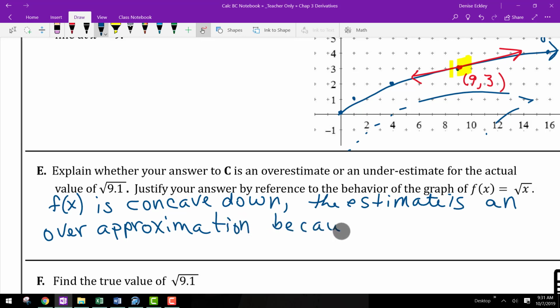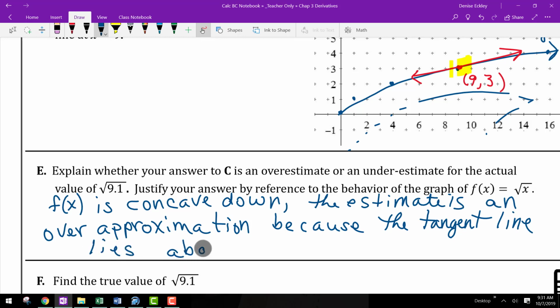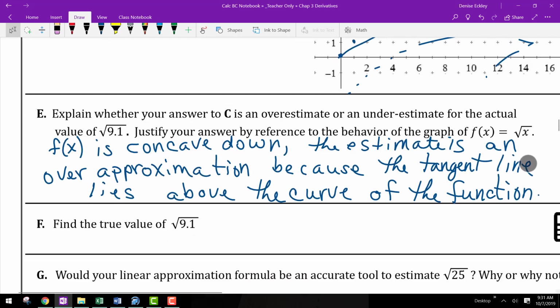Because the tangent line lies above the curve of the function. So knowing the concavity of a graph is very helpful to answer a lot of questions. Because remember, what we're really getting at with calculus is behavior. It is behavior. So then let's check and see how close we are.